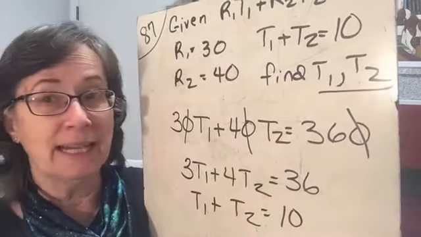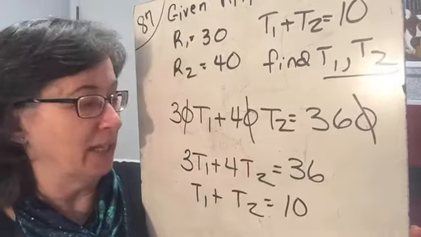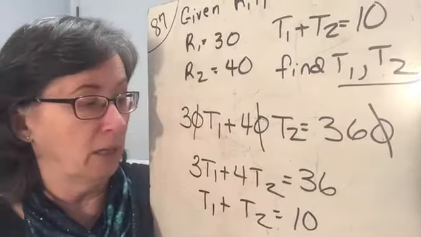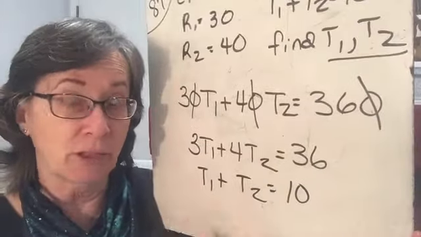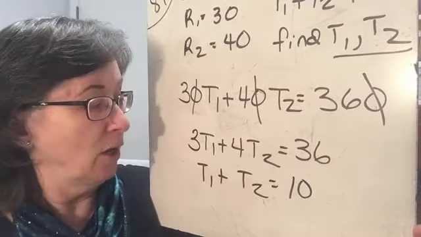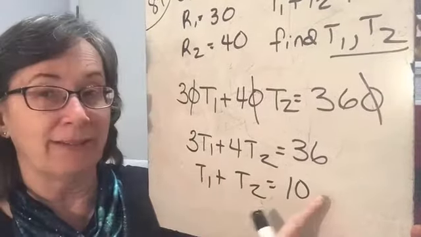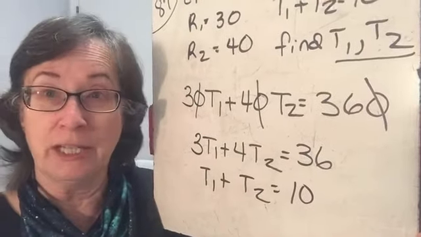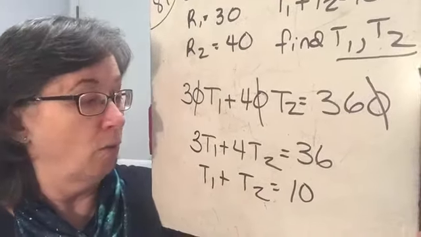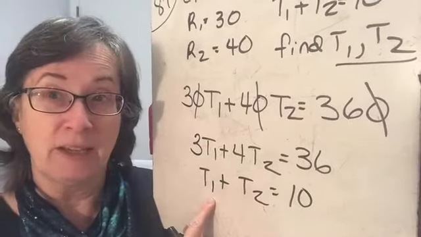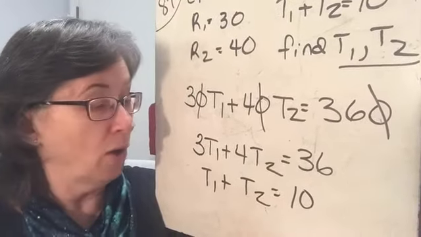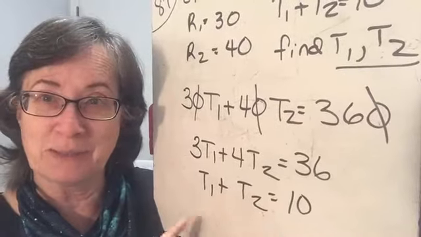Now this one is not really in a great form for elimination. However, we could eliminate. We could multiply this one down here by a -3, and we could use elimination. Or we could solve for T1 in terms of T2, or we could solve for T2 in terms of T1.